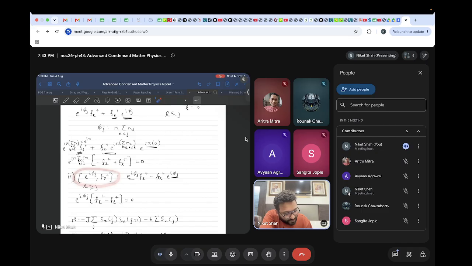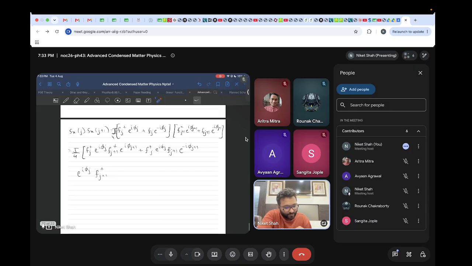E raised to power i phi j and f L dagger, because L is greater than j, these two can commute and there won't be any issue, right? So actually let's do term by term, let's not complicate this. So I will just take one term first.